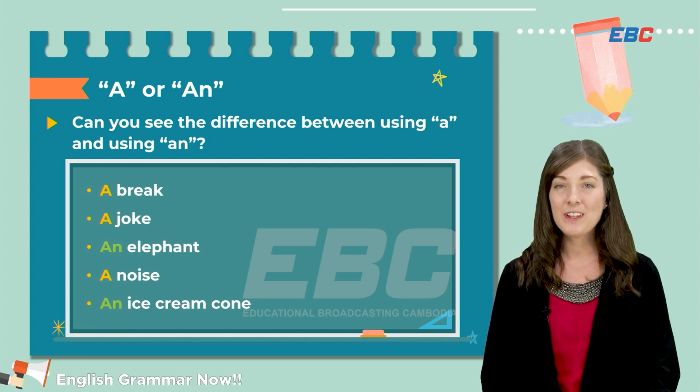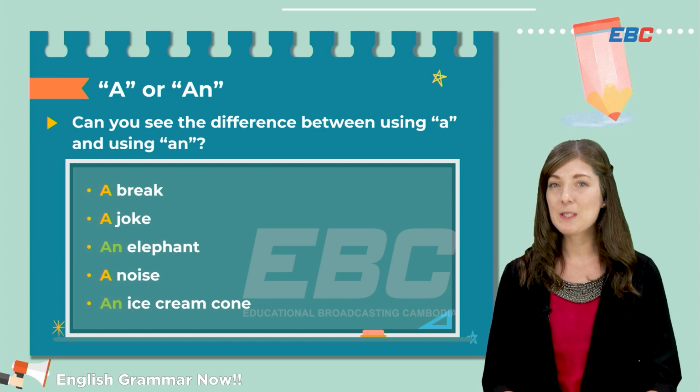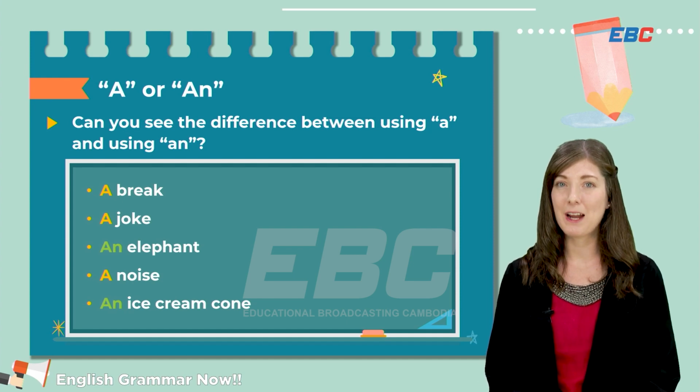Now, the non-specific article has two different forms. We have a and we have an. Obviously, there's a difference between using these. See if you can look at this list of nouns and guess what the difference might be.